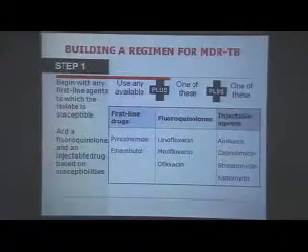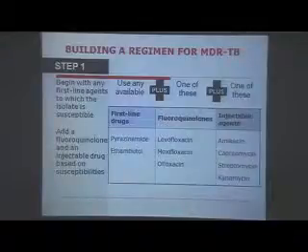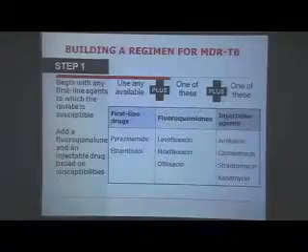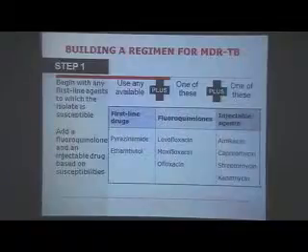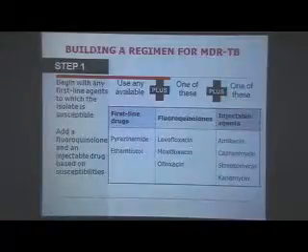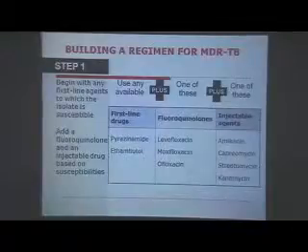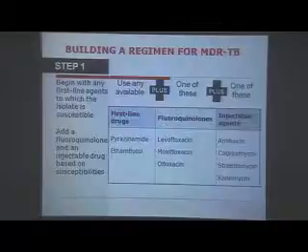Then add a fluoroquinolone: levofloxacin, moxifloxacin or ofloxacin, whichever is available. But best is to use the higher quinolone, moxifloxacin or levofloxacin. Then you have to add an injectable: amikacin, capreomycin, streptomycin, kanamycin. Of this, the best choice will be kanamycin, because that is the only injection that can be given thrice a week. Streptomycin is out. Amikacin and capreomycin have to be given daily, so kanamycin can be given intermittently. So this is step 1.